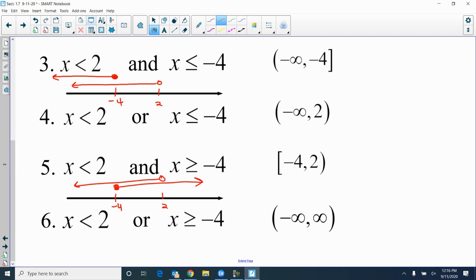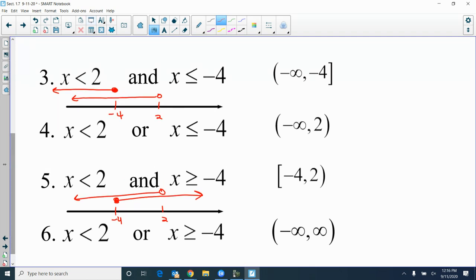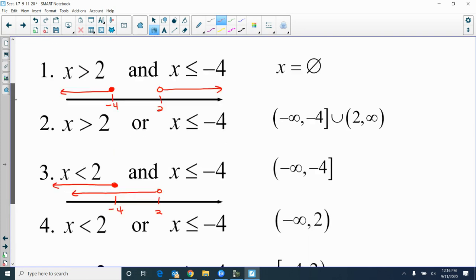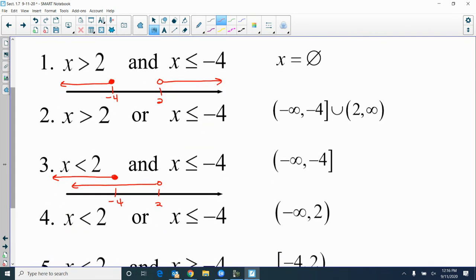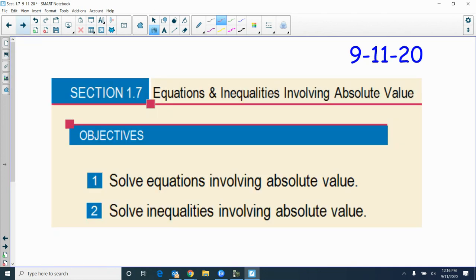All right, those are basically all the little cases that you can have. Make sure you understand the difference between and or, when they go in the same direction, when they're going opposite directions, when there's a piece missing in the middle, just how to label your answers in interval notation. All right, we're gonna move into 1.7. This is the last section of the chapter that we're covering. Equations and inequalities with absolute value.